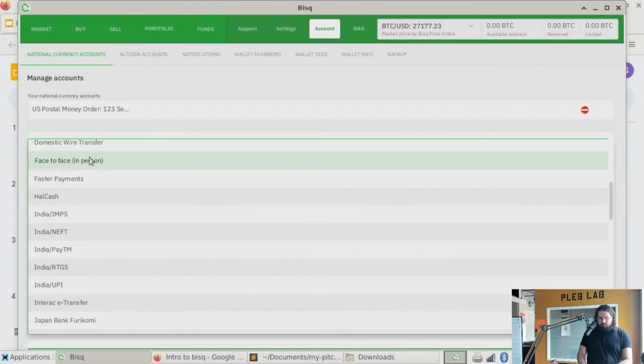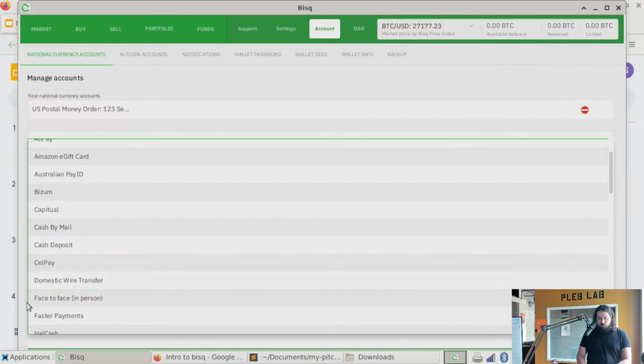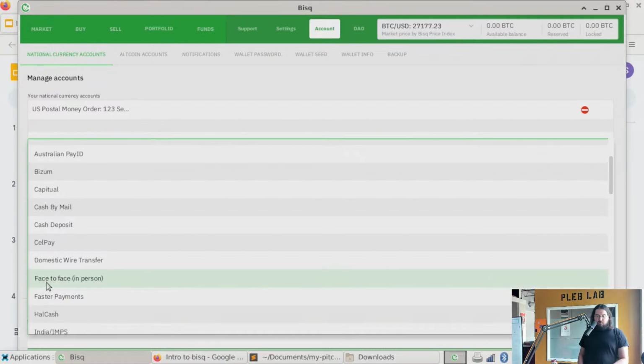One of the options on here is face-to-face. You can place an offer, and you only have to say what city you're in, like Austin, Texas. Then if someone accepts your trade, they'll say, okay, when and where can we meet? And you can say, let's meet at Pleb Lab. I'll be there from 9 to 5. You can just come in tomorrow and give me the dollars, and I'll give you the Bitcoin, or give me the Bitcoin and I'll give you the dollars.